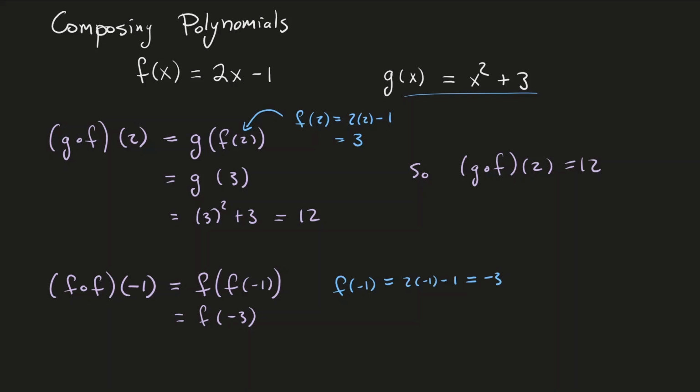Well, what's f of negative 3? So f of negative 3 is going to be equal to 2 times minus 3 minus 1, which is equal to minus 7. So f of negative 3 is equal to minus 7. So if we were to plug in the value negative 1 into the function f, and then take that value and plug it back into the function f again, so essentially just plugging f back into f, we will get the value negative 7.